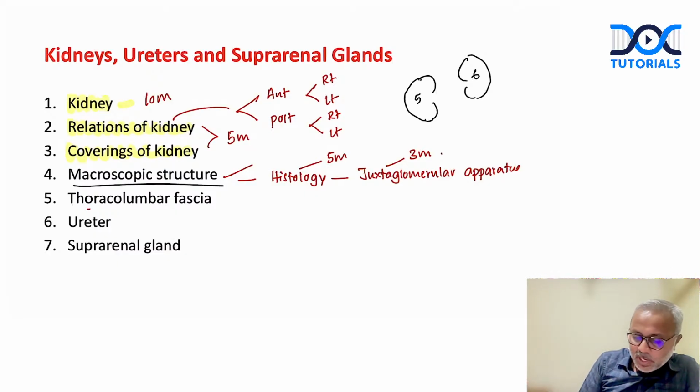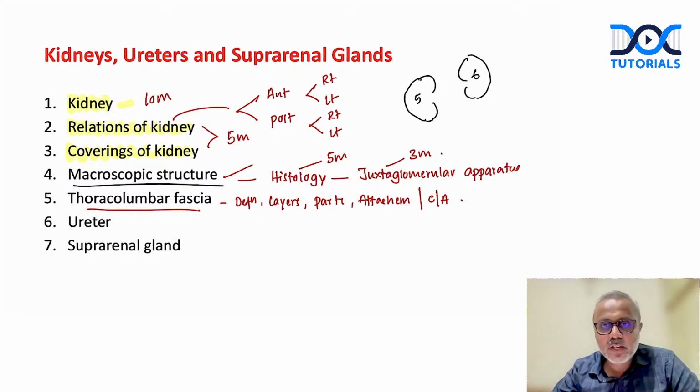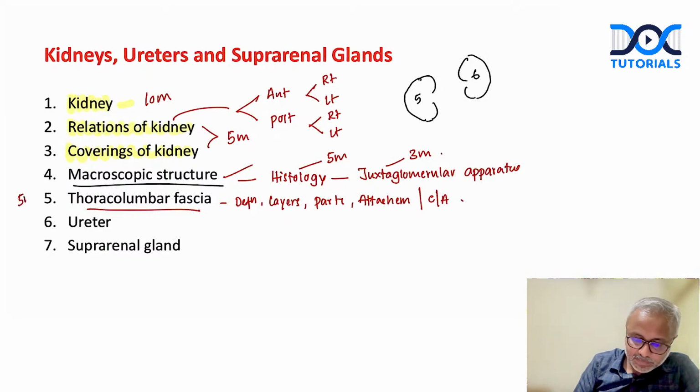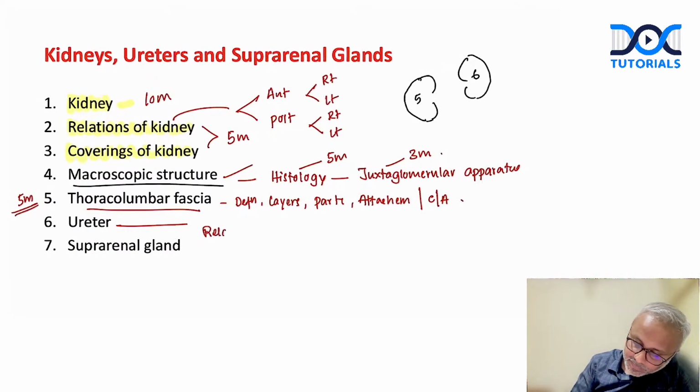Then thoracolumbar fascia. What is it? Right? What are the layers of the thoracolumbar fascia? What are the parts of the thoracolumbar fascia? What about the attachments? And then what about its clinical anatomy? A very important 5-marker again, right? In the ureter, a 10-marker question, very unlikely, but relations, right? Relations could be a very important 5-marker question.